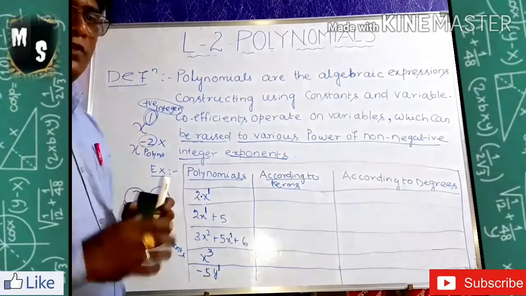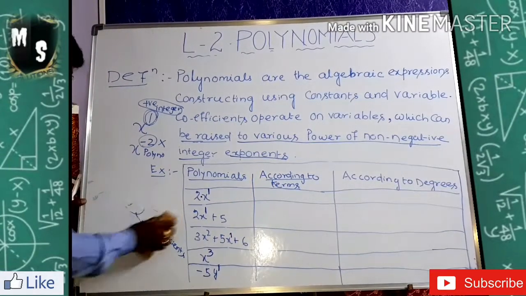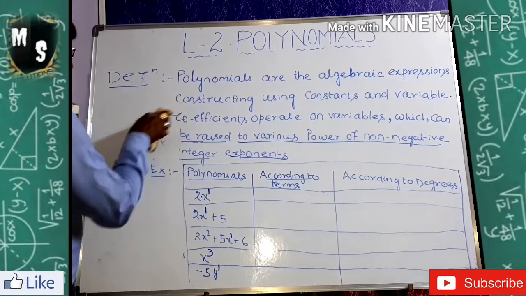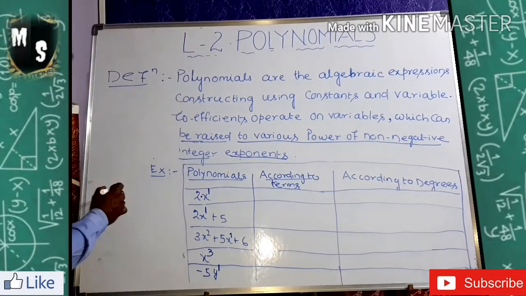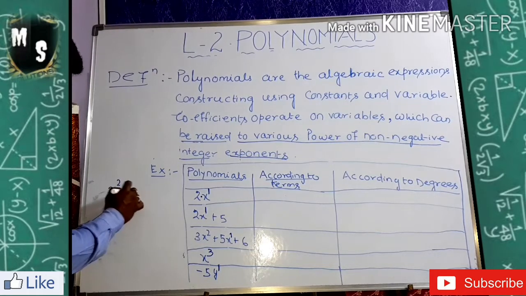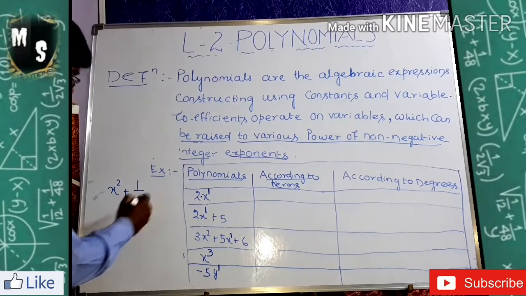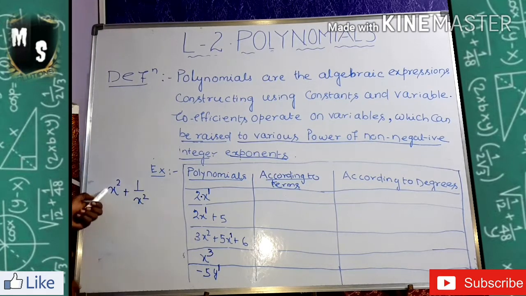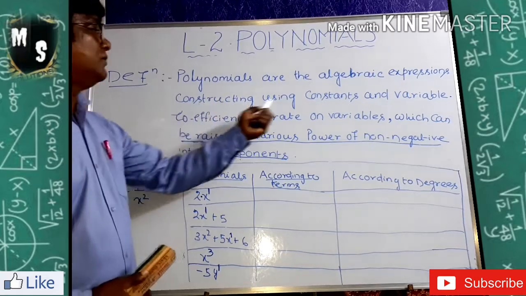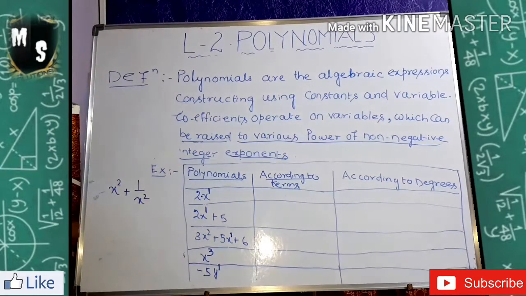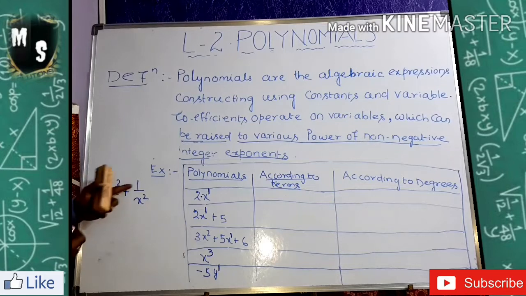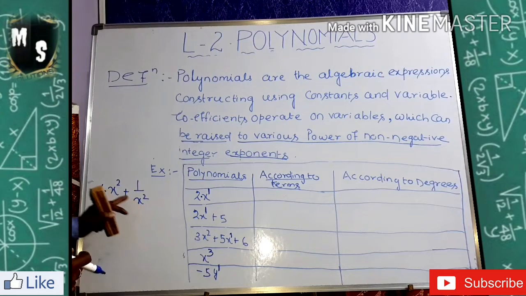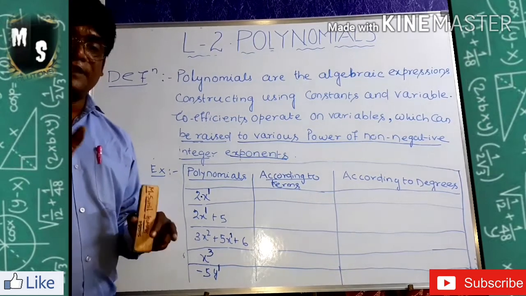Let's go for some non-polynomial expressions by which it will be clear to you. I am giving some non-polynomial expressions. See now. One expression is here: x to the power 2 plus 1 by x to the power 2. Can I say it is a polynomial? Here you will say, sir, they are constructed with constants and variables. Yes, here it is constant 1. So here it is 1 into 1 by x square. So constant and variable is x, and also separated by the algebraic symbol plus. So it is an algebraic expression.